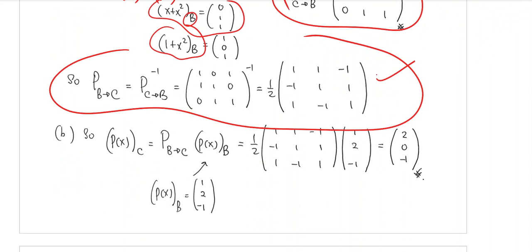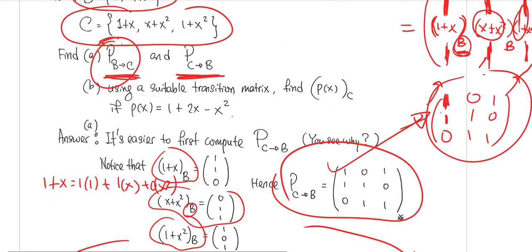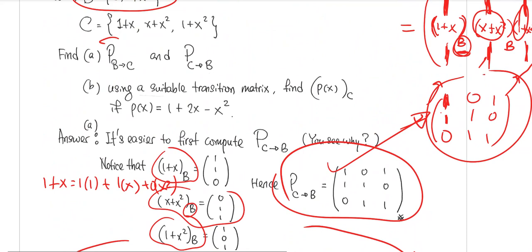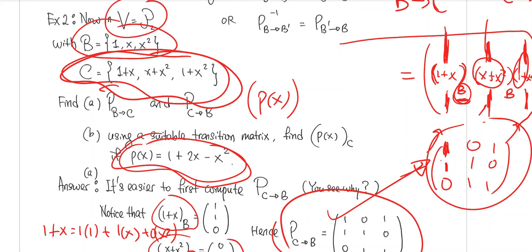Okay, and again, once you have this, for example right here, if they give you a polynomial p(x) and they want you to find the coordinates with respect to this basis C, you can also see that if you want to write the coordinates of p(x) with respect to basis B, this is so easy because this is just 1, 2, negative 1. This is so easy to compute because this is a standard basis.